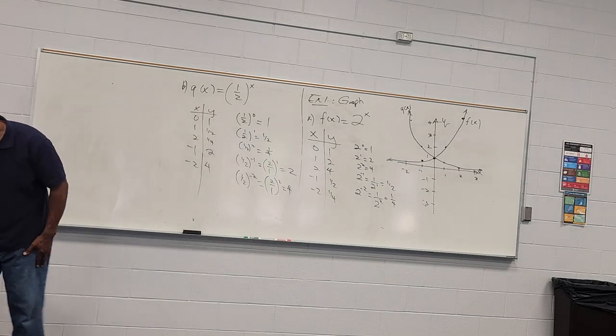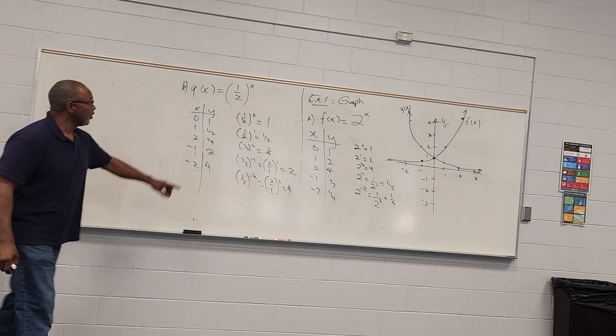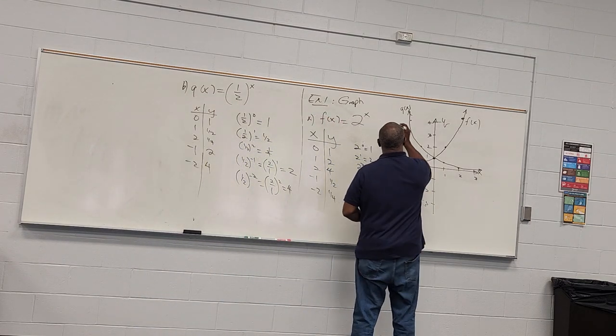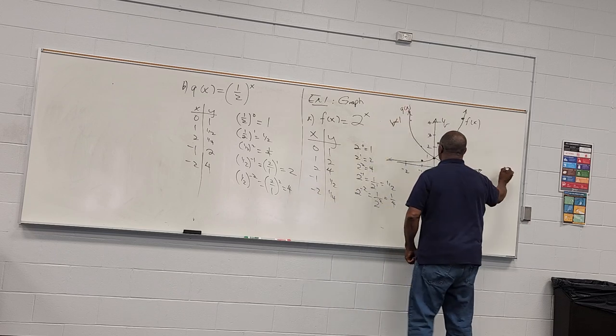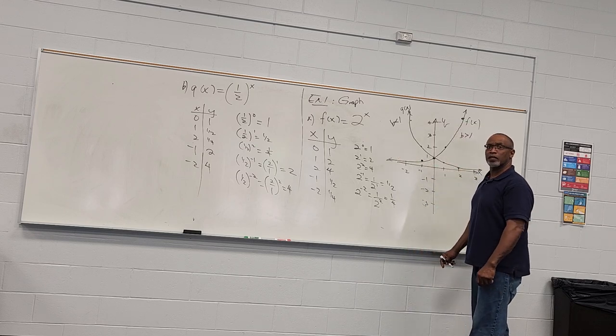Well, it turns out that if you understand those two graphs, then you basically understand how every graph works for these exponential functions. It's going to look like one of those two things, okay? With the b, remember the base is 1 half in this case. The base is a 2 in that case. Whenever the base is less than 1, it's going to do that. Whenever the base is greater than 1, it's going to do that, okay?